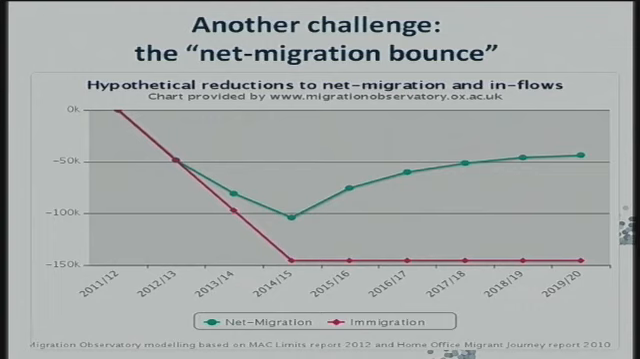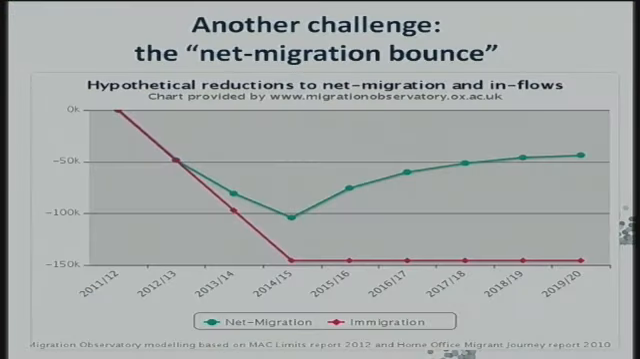And the basic logic here is that if you want to reduce net migration in a sustainable way, you've got to reduce the inflow of people who would stay in the UK. If you've got an inflow of people who come and leave, you will have an initial reduction in net migration because inflows go down, but further, a few years down the line, emigration is going to go down, and you will end up where you were before.